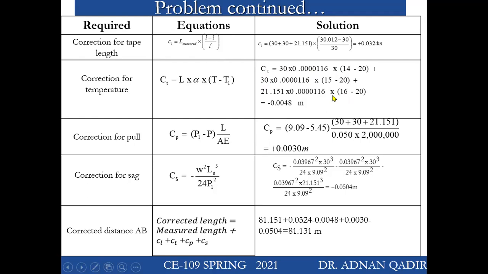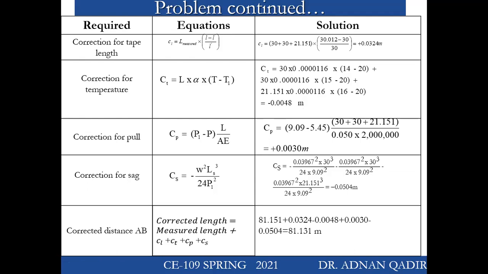If we have one constant temperature, you can do it. Sometimes we can also take the average of 14, 15, 16, and you apply correction directly to 81.15 meter. But again, if you do it like this, there will be some error. So better to do it in segments. And now you don't require any segments because the pressure is same. So pull is same. That's why you have just applied it in a similar manner.